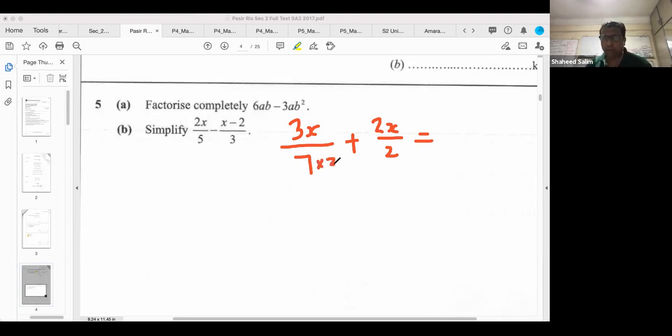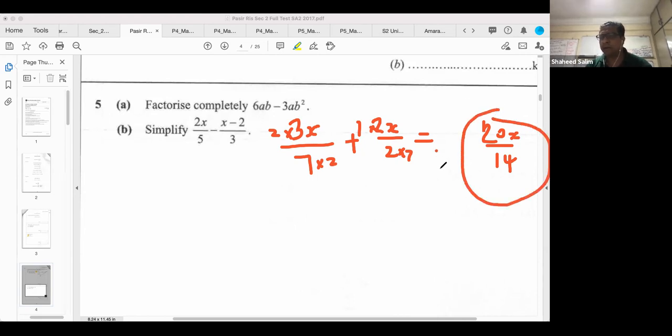You times by 2, this one times by 2, you get 6x already. Times by 7, you got 14x, correct? Well done. Okay, 20x over 14, well done. But we try one more. This time I'll put something like that. So far, this one is well done. Now we try others.